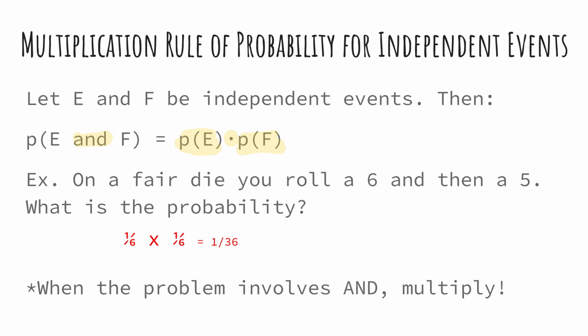So an example of this would be if we have a fair die and we're rolling a 6 on the first roll, and then we want to roll a 5 on the second roll. Well, the probability of rolling a 6 is 1 out of 6, but the probability of rolling a 5 is also 1 out of 6. And since we want the probability of both happening, you need to multiply, and so that would be 1 out of 36. So when the problem involves and, you need to make sure you multiply.